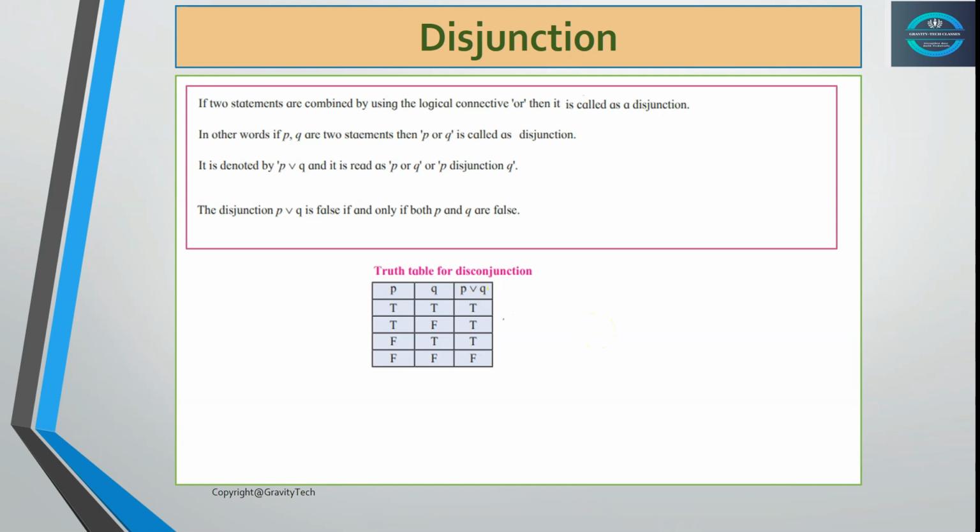सी, ध्यान में रखने के लिए आपको क्या रखना है? पी एंड क्यू मतलब दोनों के दोनों टी. इफ बोथ आर टी देन टी, अदरवाइज फॉल्स. डिसजंक्शन के लिए क्या ध्यान में रखना है? इफ एटलीस्ट वन इज टी देन टी, अदरवाइज फॉल्स, राइट? एटलीस्ट वन, एक भी अगर टी रहा तो.